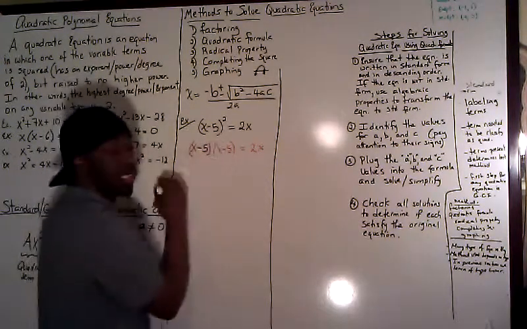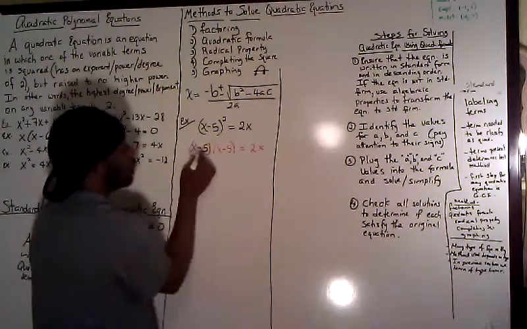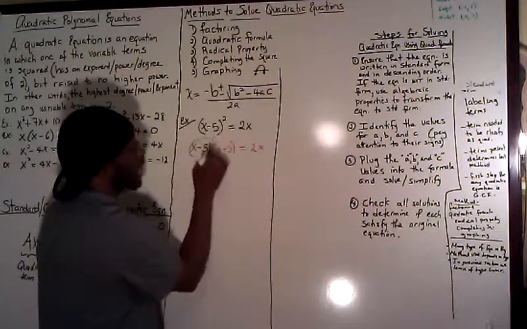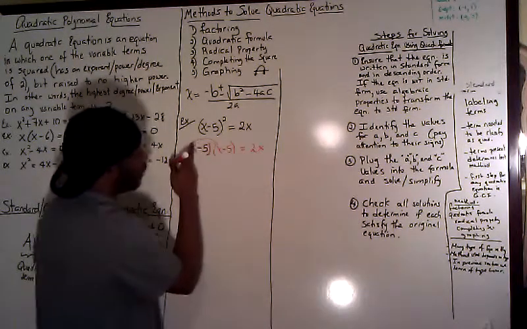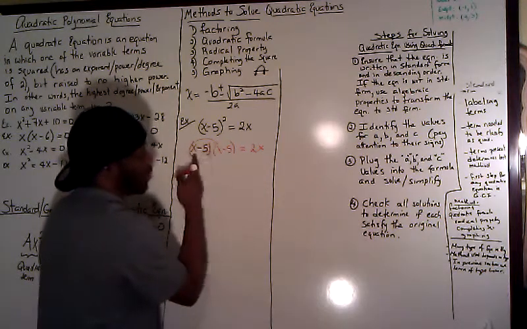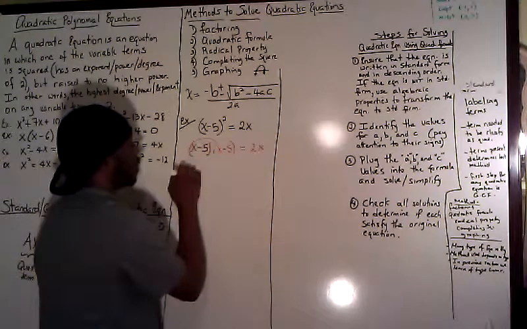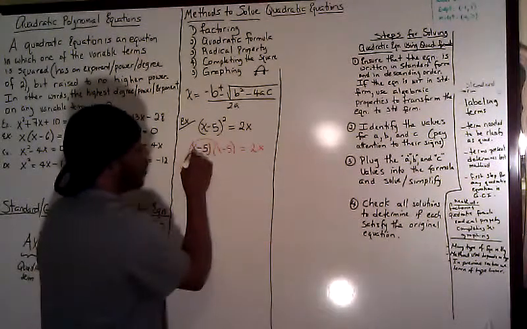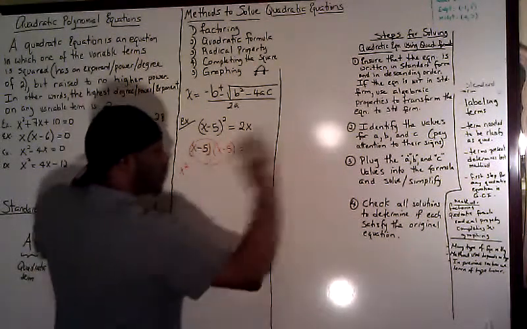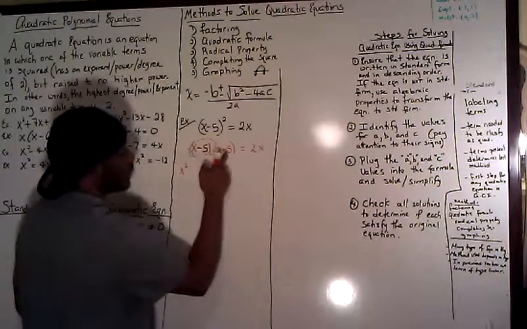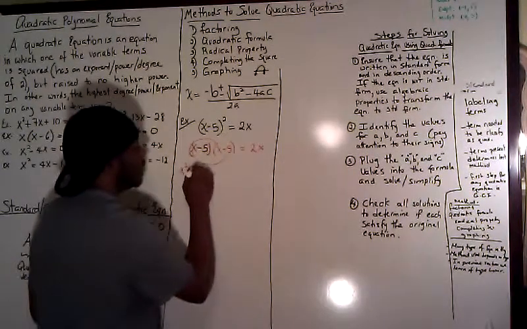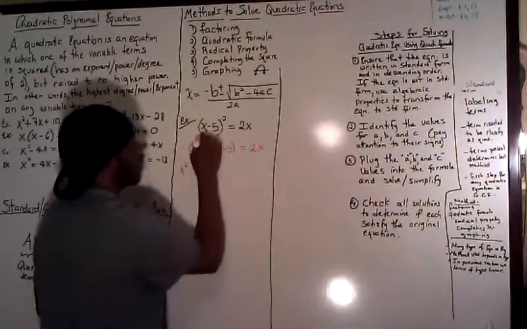And now I'm going to use the process of foiling. So FOIL is first, outer, inner, last. First means I multiply the two first terms of the binomials. X times x gives me a result of x squared. Outer means I multiply the two outer terms. X times a negative 5 gives me a negative 5x.